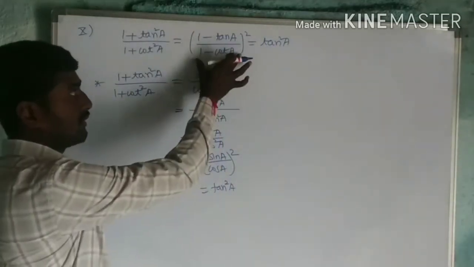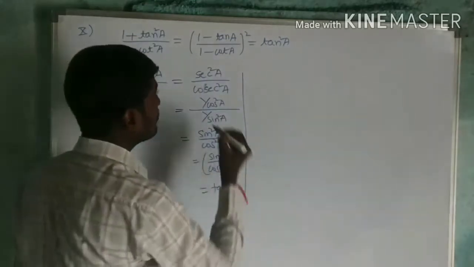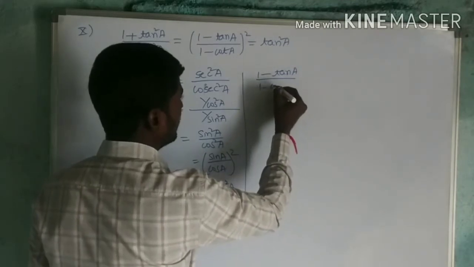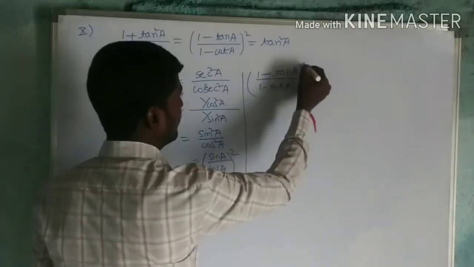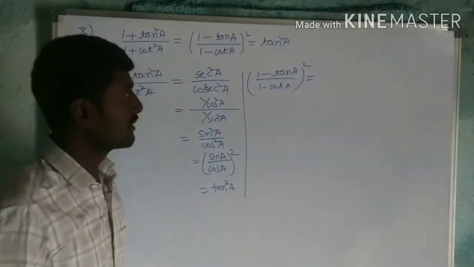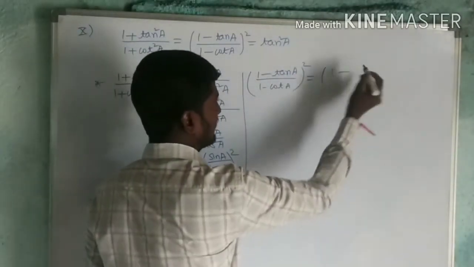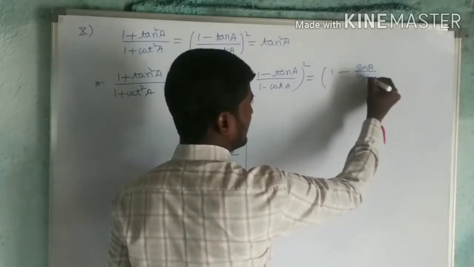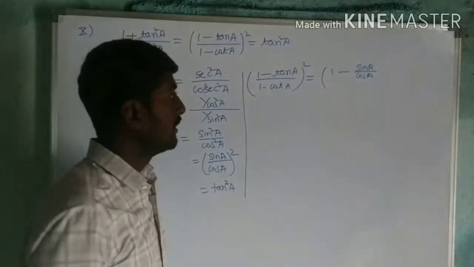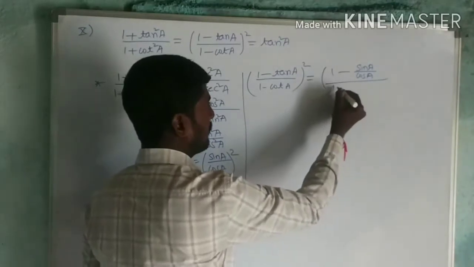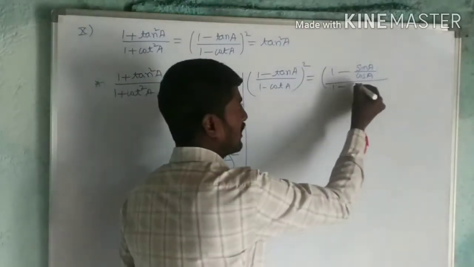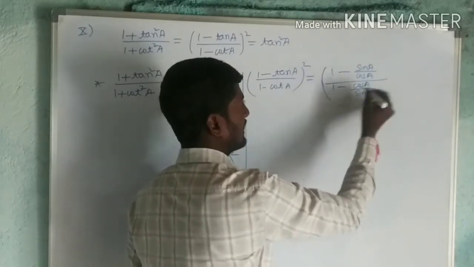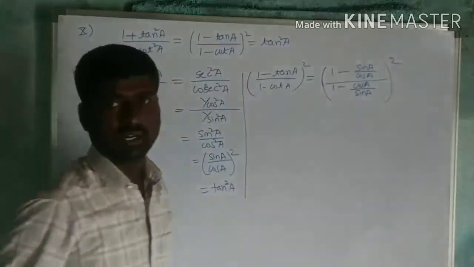Now I go for the second term, that is, 1 minus tan A divided by 1 minus cot A whole square. Now I will solve the second term. Now whole square is there, 1 minus, this tan A can be written as sin A divided by cos A, whole divided by 1 minus, this cot A can be written as cos A divided by sin A. Whole square.